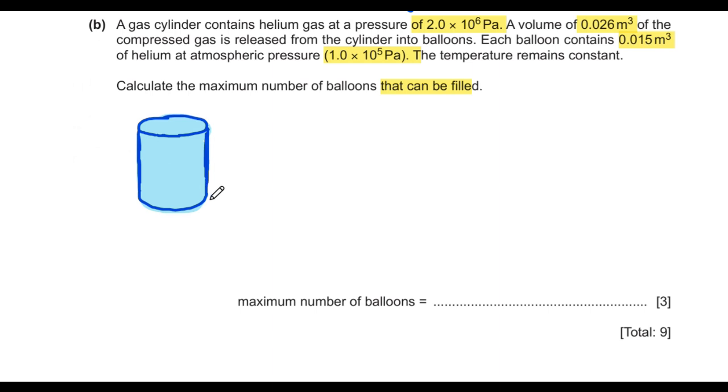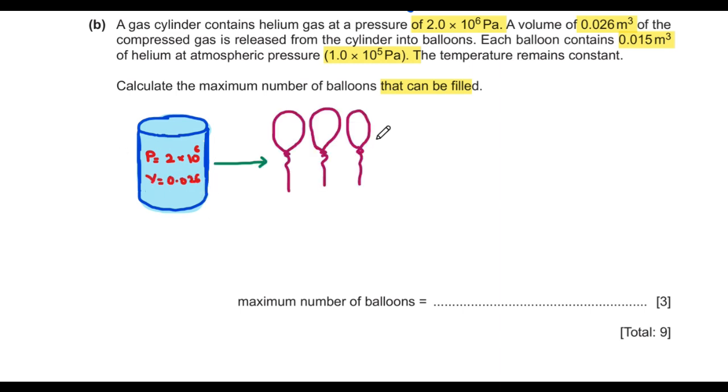So we have a container. The pressure of the container is 2 × 10^6 pascal, and the volume is 0.026 meter cubed. And we are going to fill multiple balloons with this cylinder, and we are going to calculate the number of balloons that we can fill. Each balloon has the volume of 0.015 meter cubed and the pressure of 1 × 10^5 pascal. I'm naming this as P1V1 and this as P2V2.